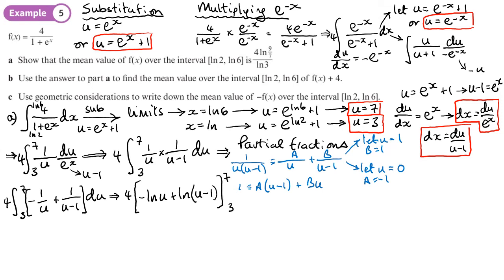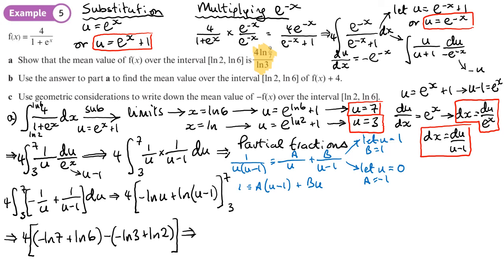So the next step now is just to substitute in the 7 and 3. We should get what we're required, which is this thing here. That's what we're trying to get to. Right, so 4 times negative log 7 plus log 7 minus 1, so that's log 6, minus negative log 3 plus log 3 minus 1, which is 2.